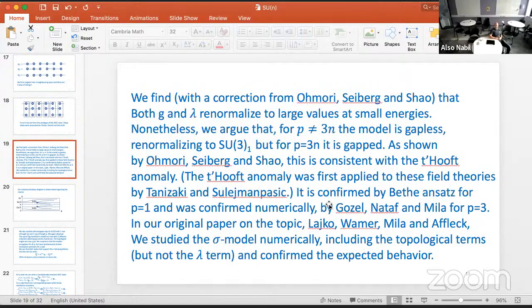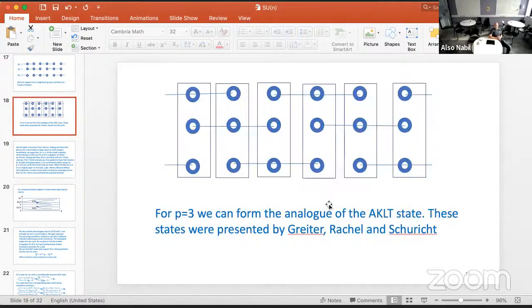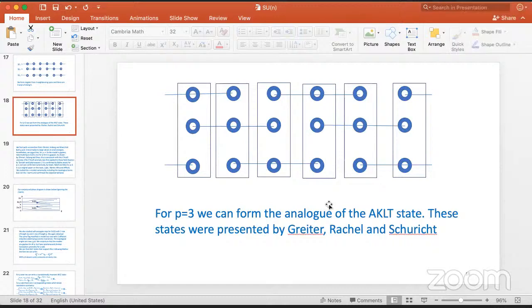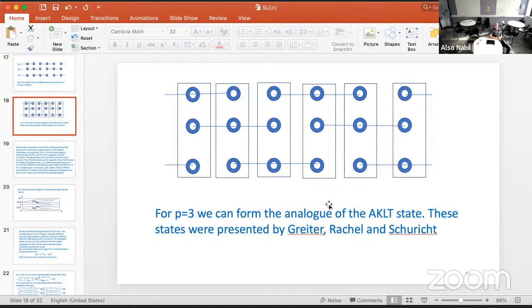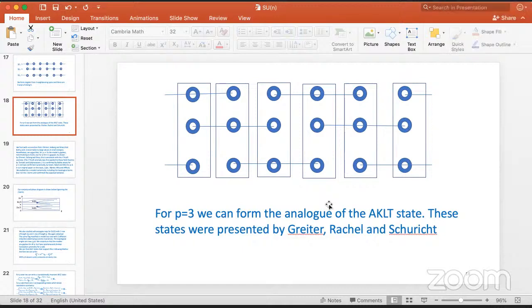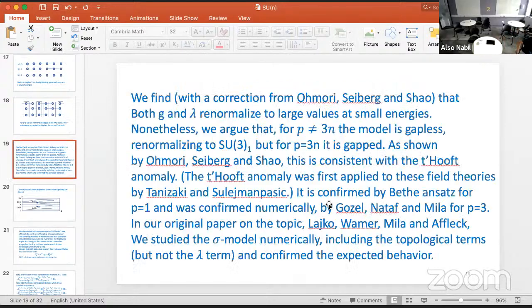But you also said that there is a Bethe ansatz solution for these. Only for p equals 1. Not for 2 or higher. So for p equals 1 of any SUN chain, you can show that for nearest neighbor interactions, it normalizes to the SUN level 1 Wess-Zumino-Witten model. Okay, thank you.